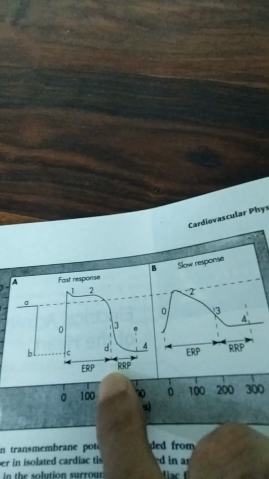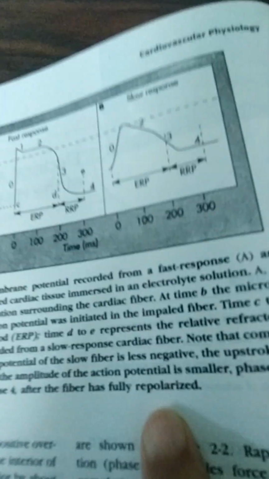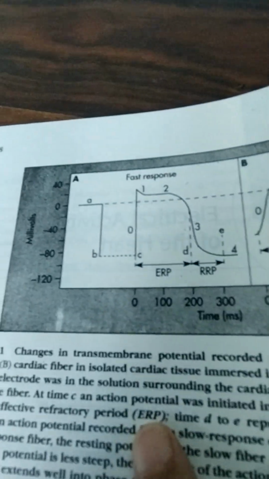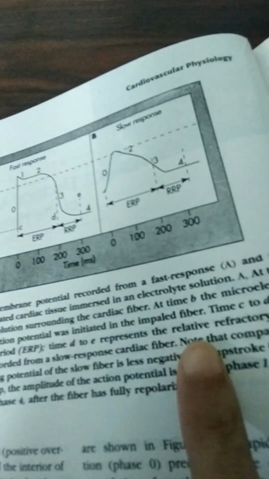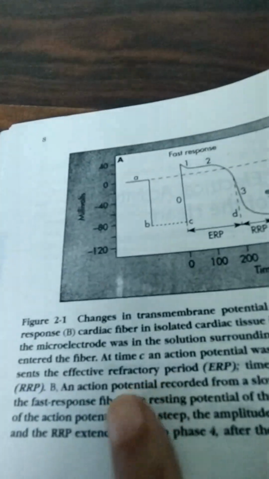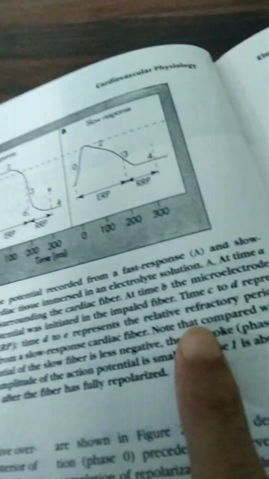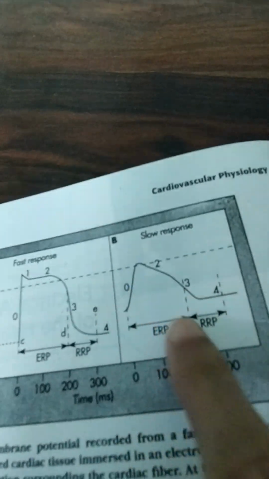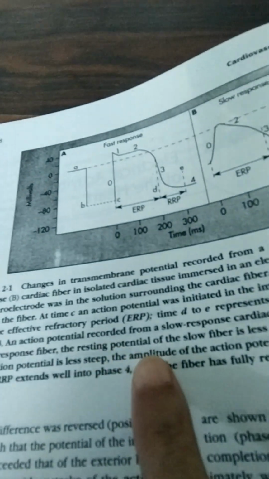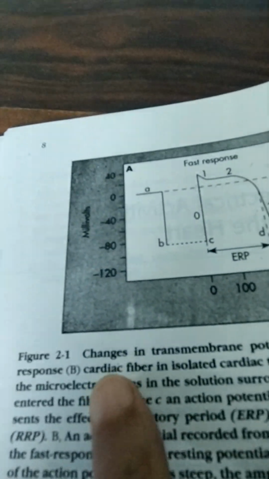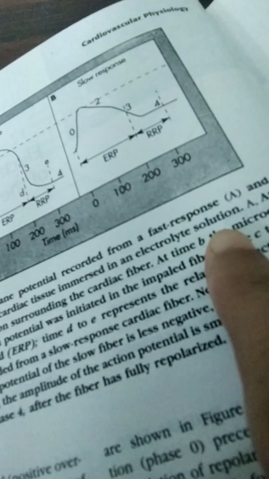And electrical activity now starts. You can see the ventricular action potential, ERP, RRP. ERP is what? ERP is effective refractory period, and here it is RRP, that is relative refractory period, and this is the sinoatrial, I suppose. These are the B part. You can see cardiac fiber in isolated cardiac tissue immersed in electrolyte solutions.